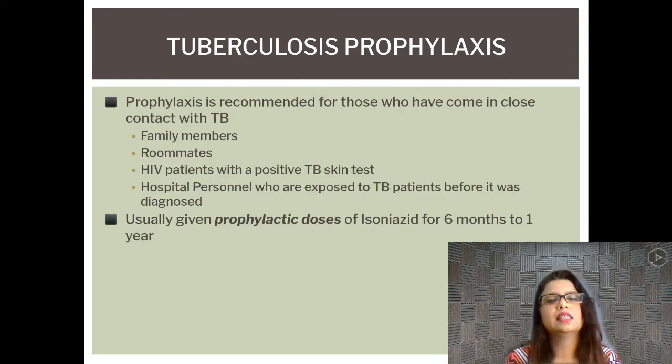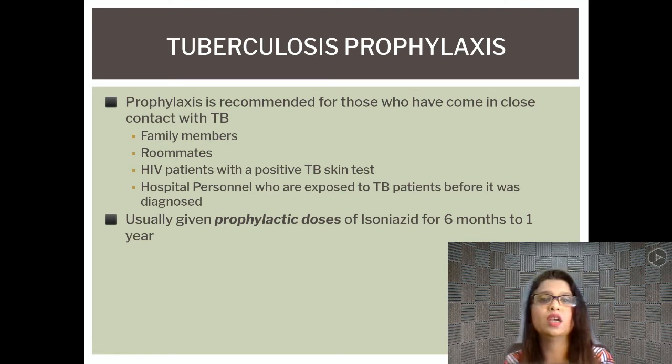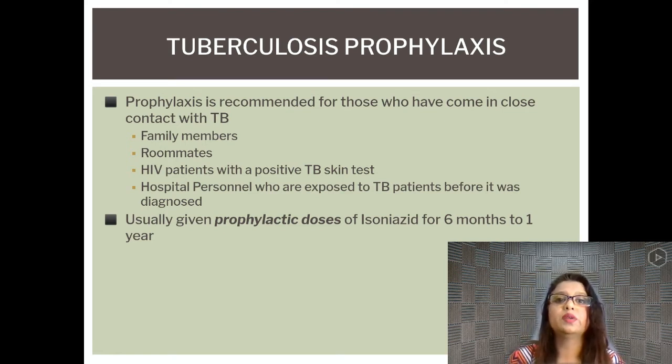Okay, prophylaxis. Let's say someone is diagnosed with TB. We want their family members to take some antibiotics too. Not only do we treat the patient, we also treat their family members and roommates. There are times when we should also check whether the patient has HIV, because TB always happens to patients who are severely immunocompromised. So we check for HIV in patients with a positive TB test, and we check hospital personnel who were exposed to TB patients before it was diagnosed.